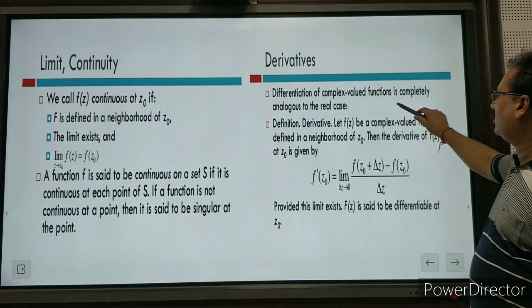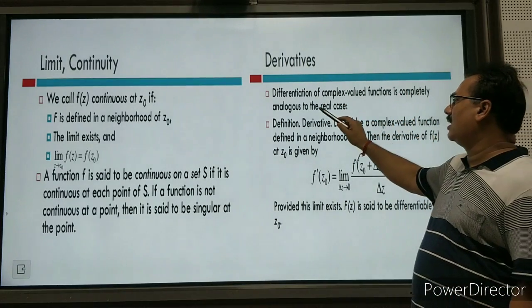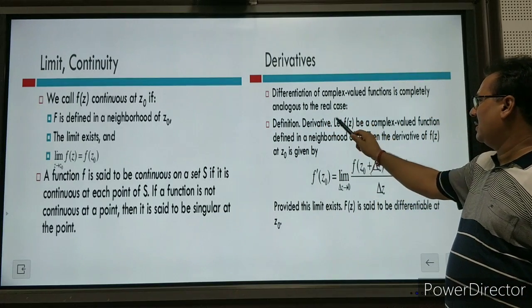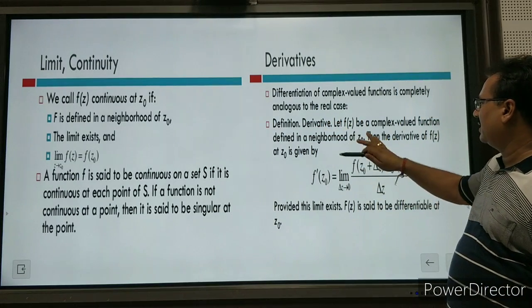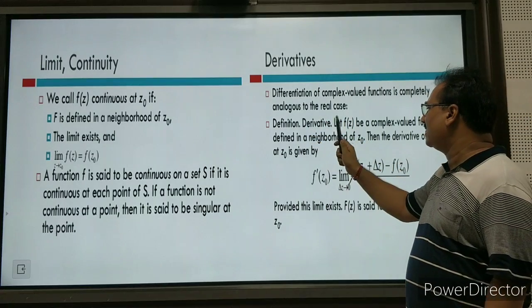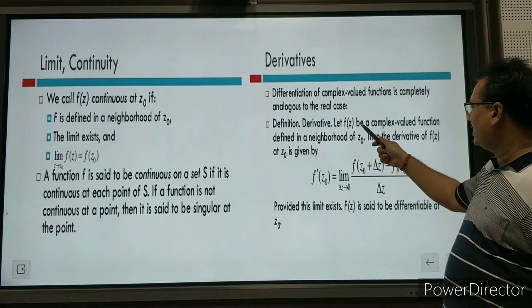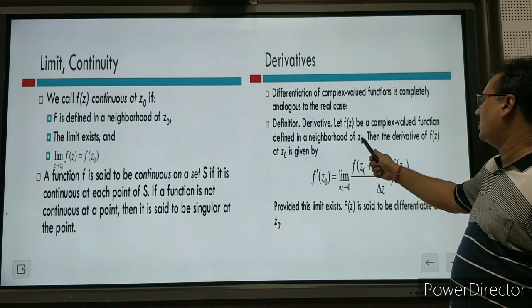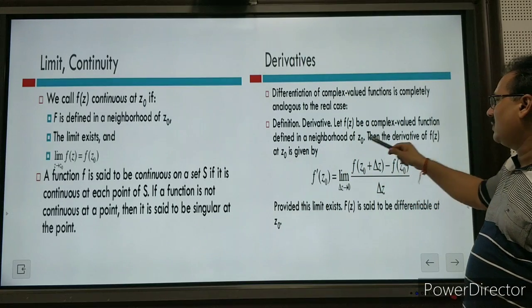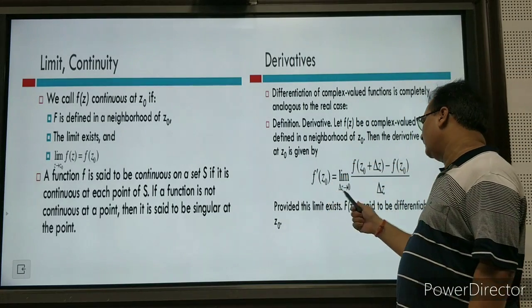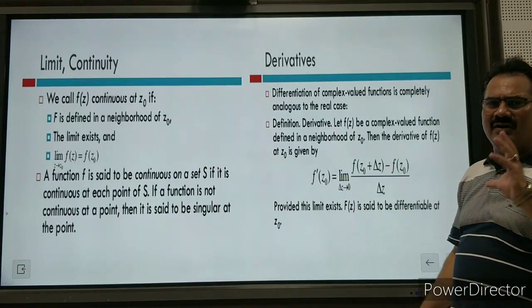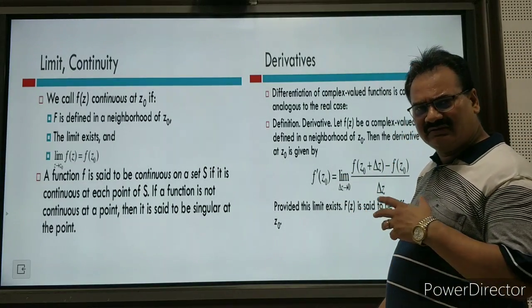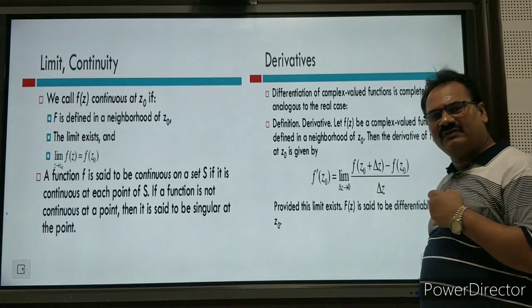Differentiation of a complex valued function is completely analogous to the real case. How can we define the derivative of a complex number? So let f(z) be a complex valued function defined in a neighborhood of z0, then the derivative of f(z) at z0 is defined as we define in the case of real functions and general simple differentiation, you know.